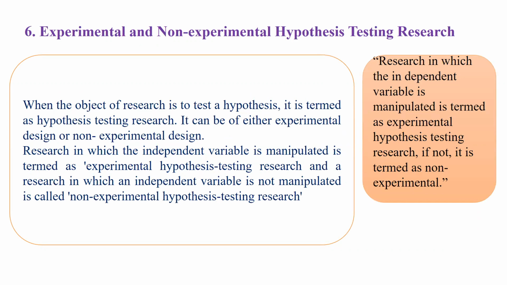Experimental and non-experimental hypothesis testing research. When the object of research is to test a hypothesis, it is termed hypothesis testing research. It can be of either experimental design or non-experimental design. Research in which the independent variable is manipulated is experimental. Manipulated means you change the variable to see how it affects the other. So if the price is going to increase, how is it going to affect the demand for two-wheelers. You can change the variable, that is called manipulation. Research in which the independent variable is not manipulated is called non-experimental hypothesis testing research.